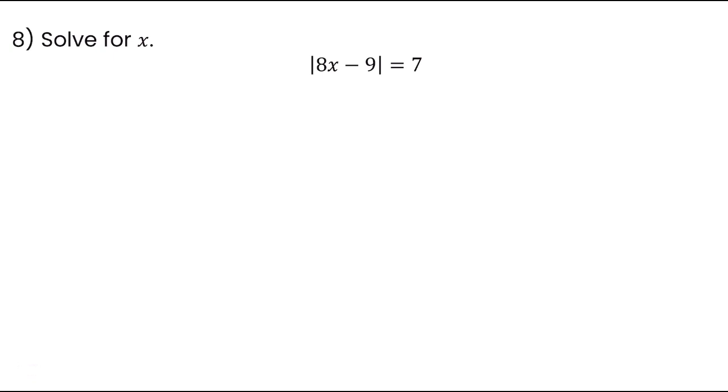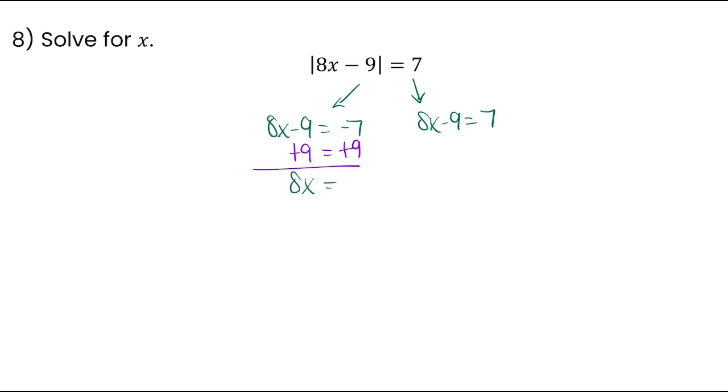So now here we want to solve for x. So this is an absolute value equation. So I'm going to go ahead and separate this now into two pieces. So I have 8x minus 9 equals negative 7 and 8x minus 9 equals positive 7. So to solve, I'm just going to start off by adding 9 to both sides. When I add 9 to both sides, I get 8x equals negative 7 plus 9, which is 2. So when I divide everything by 8, I get x equals 2 over 8, and I don't want to leave it like that. I'm going to reduce that fraction to 1 over 4 because both of these are divisible by 2. So x equals 1/4 is one of my solutions.